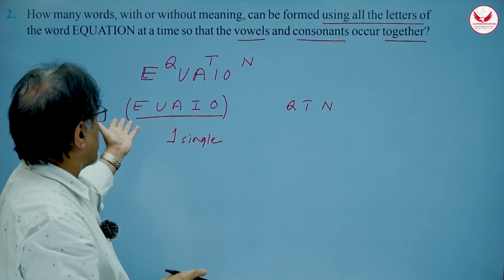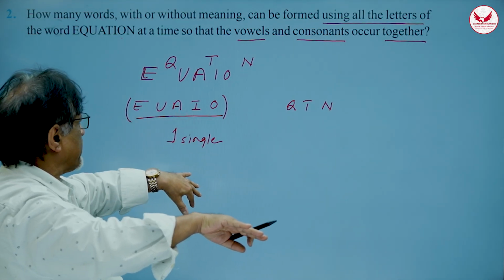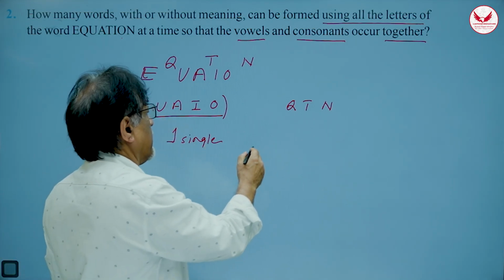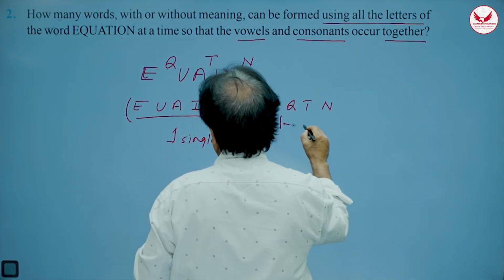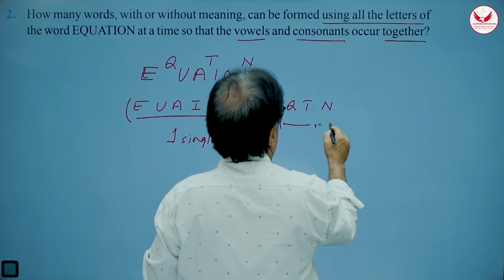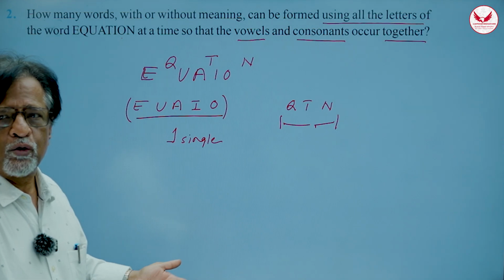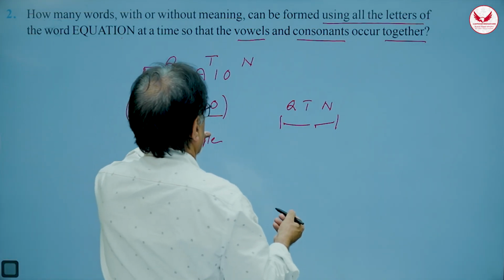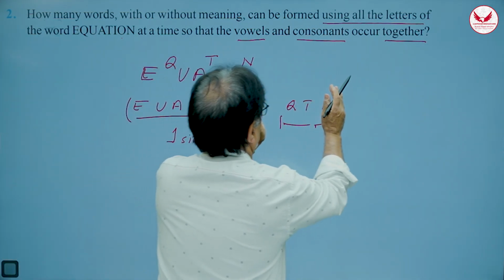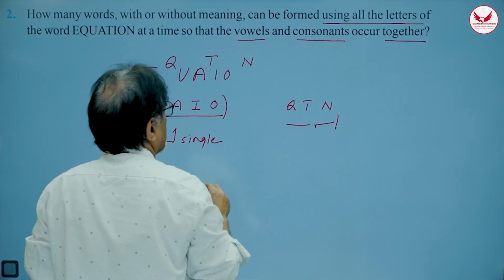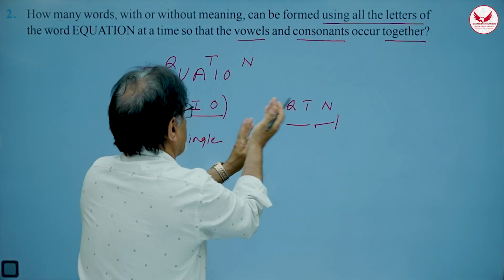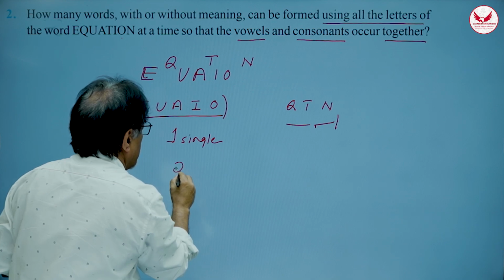So this group is not ready to dissociate from itself, right? They stick together. And here also, this is another group, right? This is also one single object. So the total number of objects is how many? There are 2 objects. This is one object which will act like one object. This collection will also act like one object. So there are 2 objects. Those 2 objects can be interchanged among themselves in how many ways?